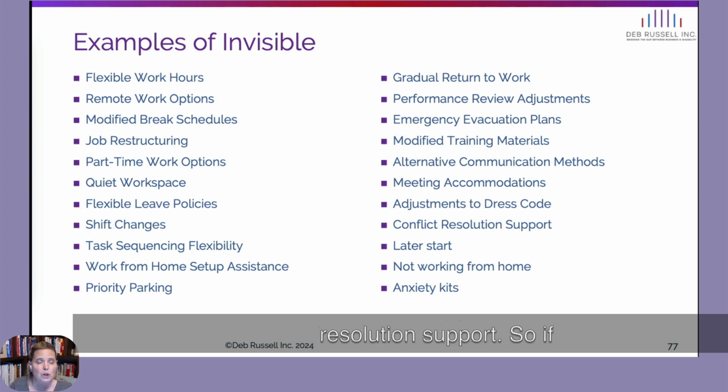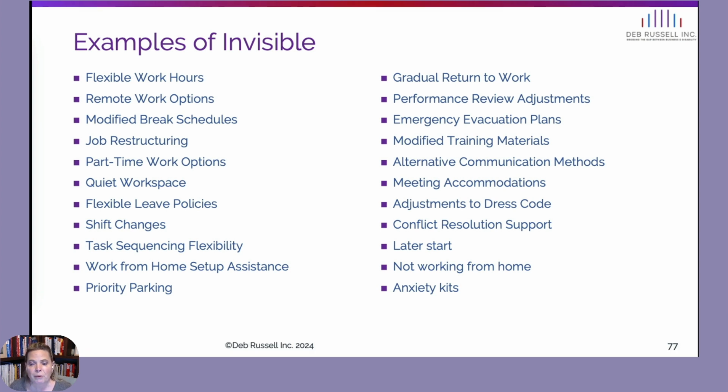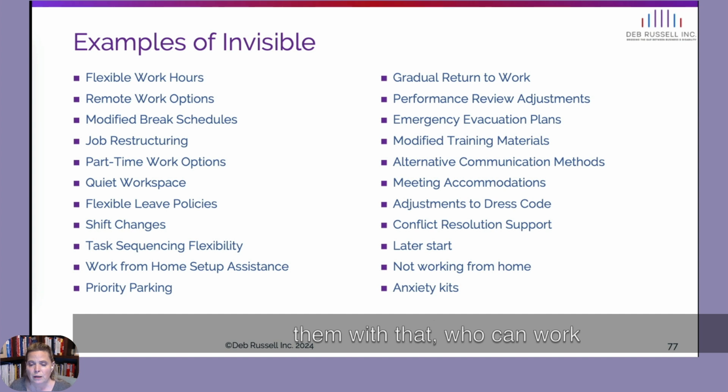Conflict resolution support. So if somebody really has trouble advocating for themselves, and they're in a conflicted situation at work, providing somebody who helps them with that, who can work with them about the emotional or whatever constraints they have in being able to resolve conflict on their own. Having a later start, depending on what the job requires. Not working from home. Some people require that stimulation of being in an office. So can they always work from the office, or do they have to be in the rotating schedule? Anxiety kits. So people who have issues with anxiety sometimes have a kit that they use to manage their anxiety when their anxiety is getting really high and preventing them from being successful.